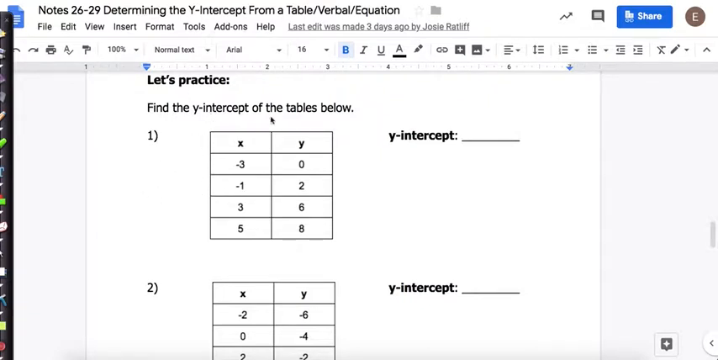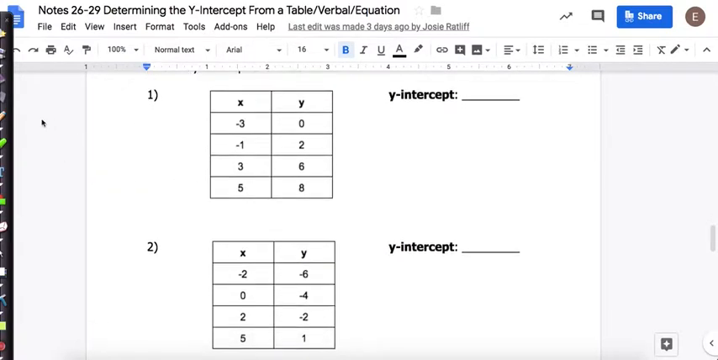Okay, so find the y-intercept of the tables below. I don't see where x equals 0. So we can compare the x to the y and see if we can come up with the rules. So it's -3 to 0, -1 to 2, it's going up, 3 to 6, it's going up, 5 to 8, it's going up. What's it going up by? It's going up by 3. So y equals x plus 3. Since the ending is +3, that means the y-intercept is +3. So this would cross through the y-axis at 3.